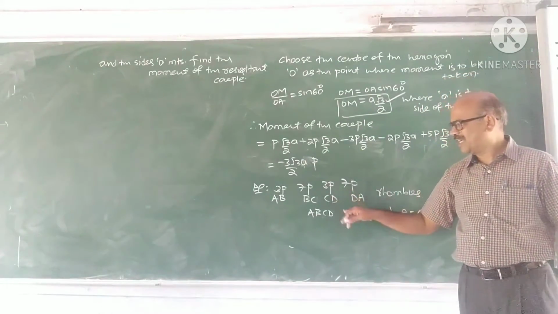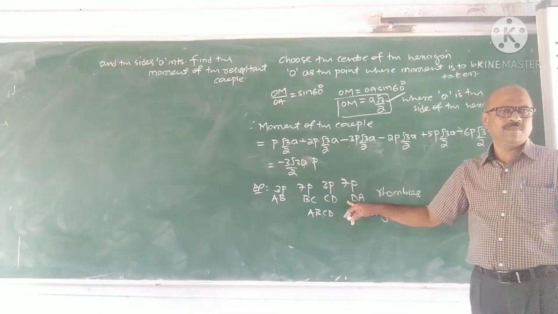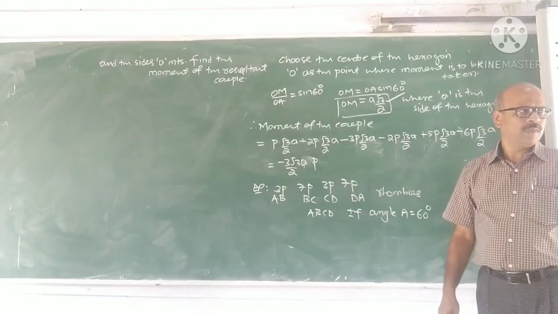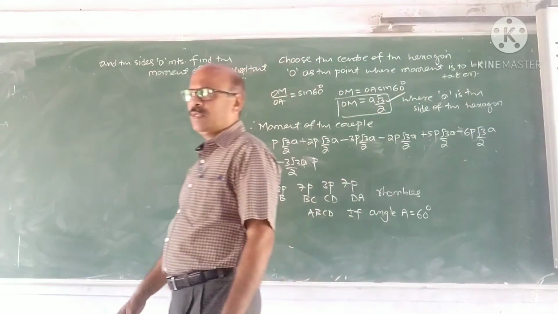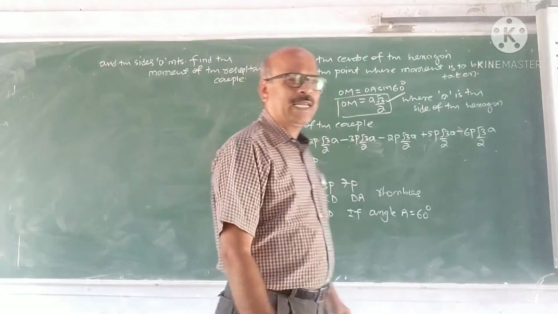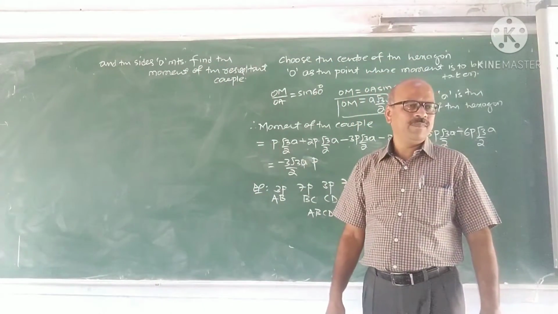So these forces are like this. The direction is important, in which directions they are acting. They are acting along the sides of a rhombus. What is the difference between a rhombus and a square? In a rhombus and a square, all the sides are equal. But in a rhombus, all the angles are not 90 degrees.